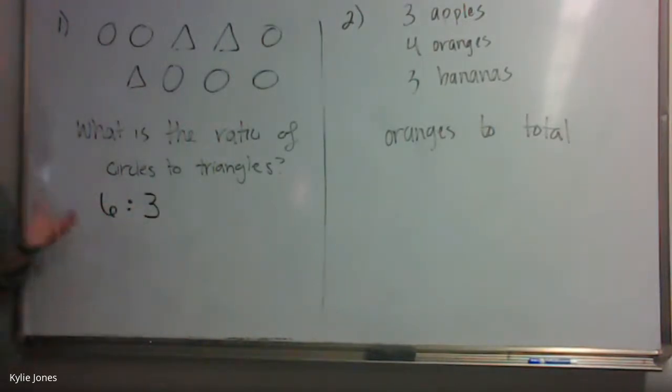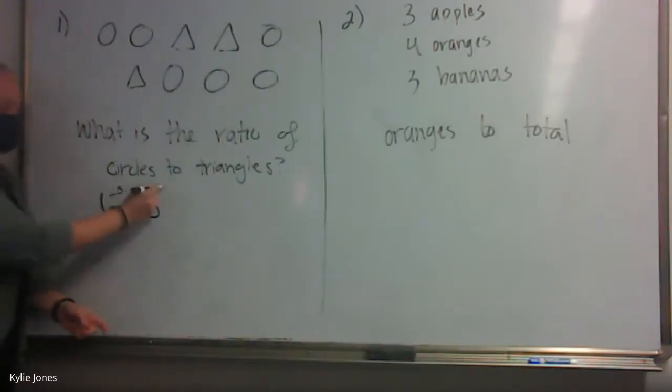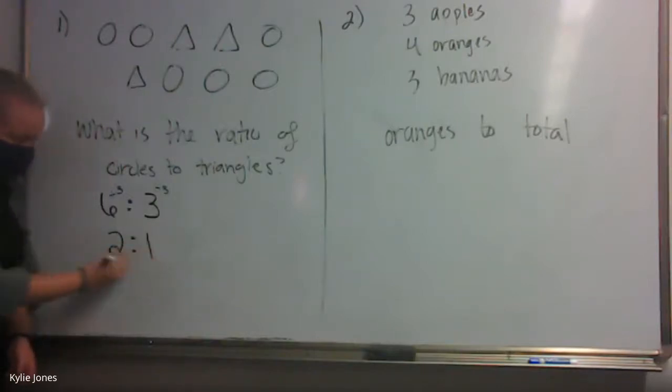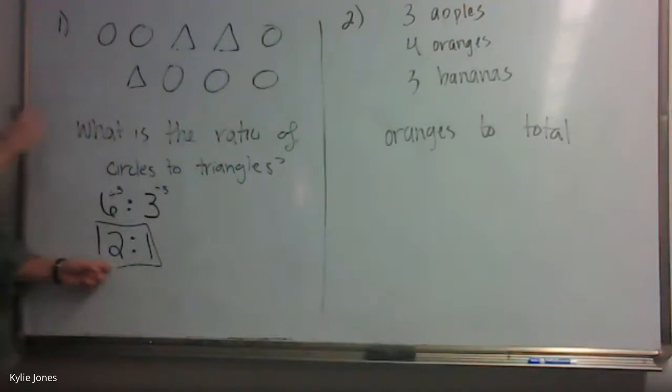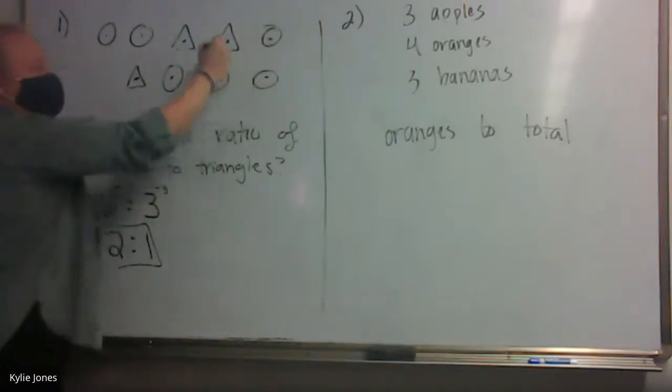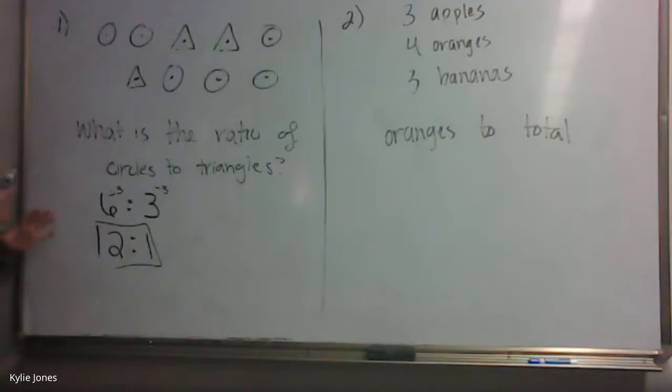But this is kind of like a fraction. We can simplify this. What number is going to go into 6 and 3? There you go, 3. 3 goes into 6, 3 goes into 3. It's just like simplifying a fraction. So 6 divided by 3 is 2, and 3 divided by 3 is 1. So a ratio is for every 2 circles that you see, you're going to see 1 triangle as well. So for every 2 circles, there's a triangle. You see how that works?